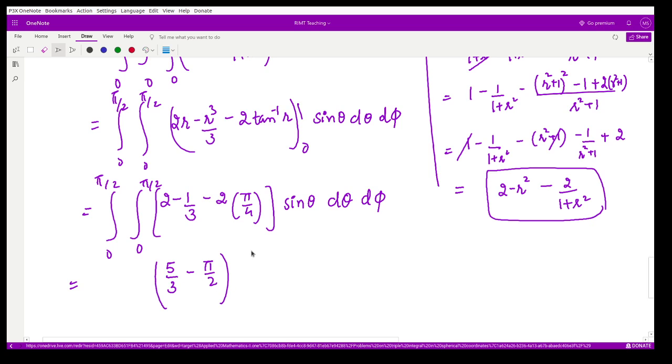And now we have to perform the integration of sin theta with respect to theta, which is equal to minus cos theta. So this is the integration, and the limits are again from 0 to pi by 2, d phi, and the integration of phi from 0 to pi by 2.